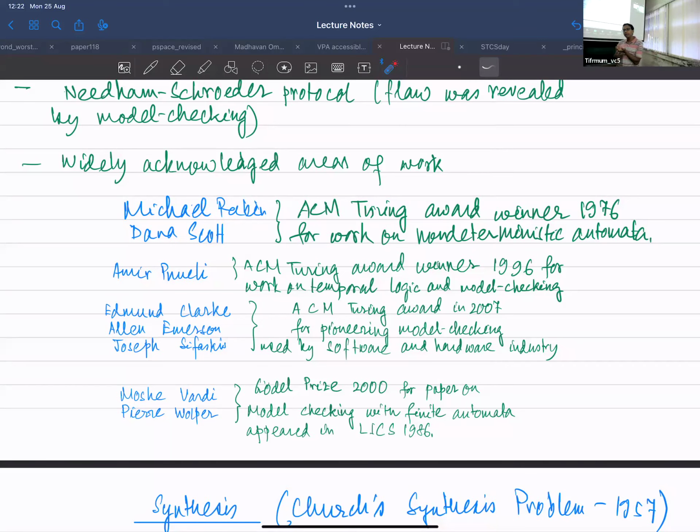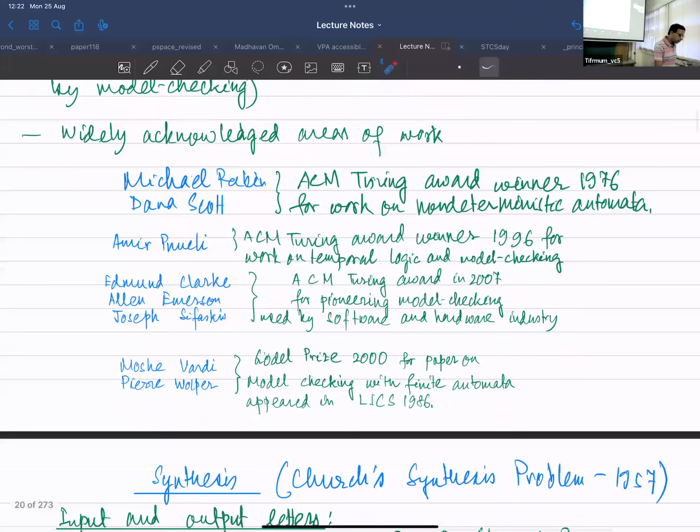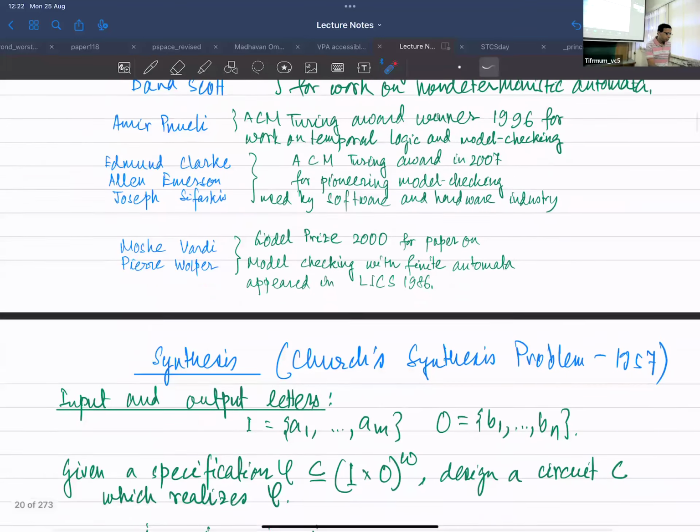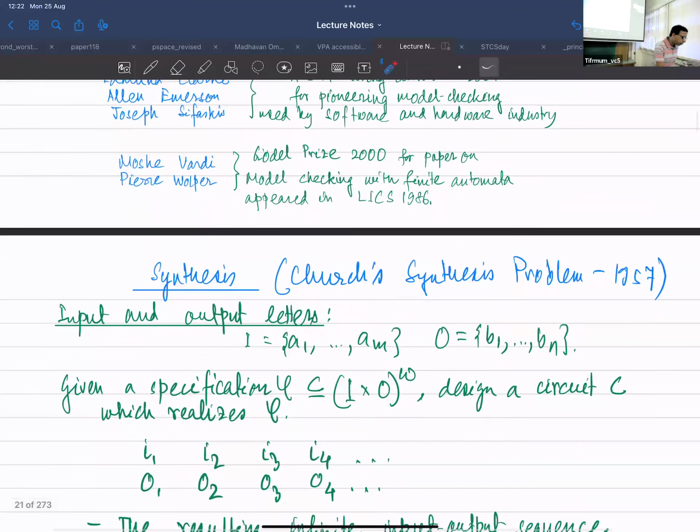We'll see often that when we talk about these verification problems, they will be reduced to emptiness of an automaton, right? So how do we check, for example, that a system satisfies a particular specification? This problem will be reduced to the automaton emptiness problem. These are the kinds of things we'll study, and some of the very important works.